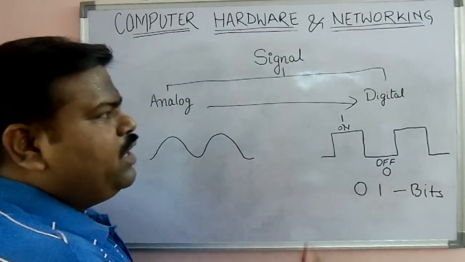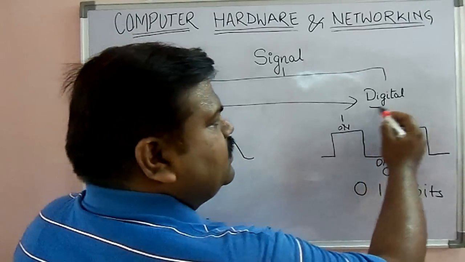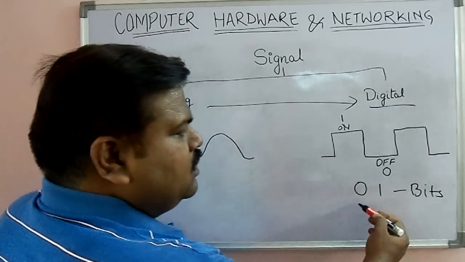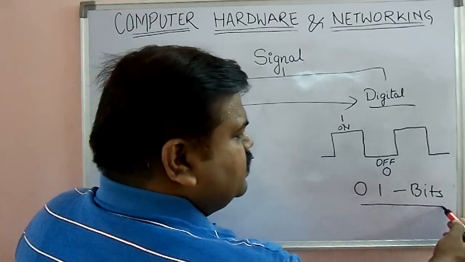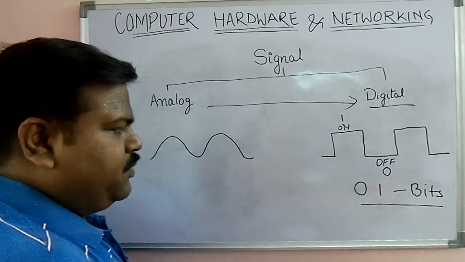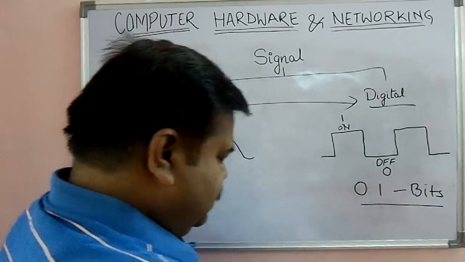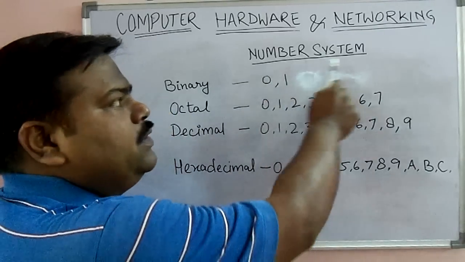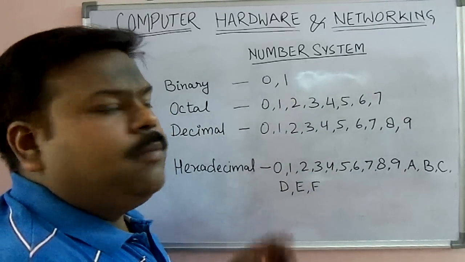So our computer is a digital device. It understands only 0s and 1s. These are bits. Now we will see number systems.